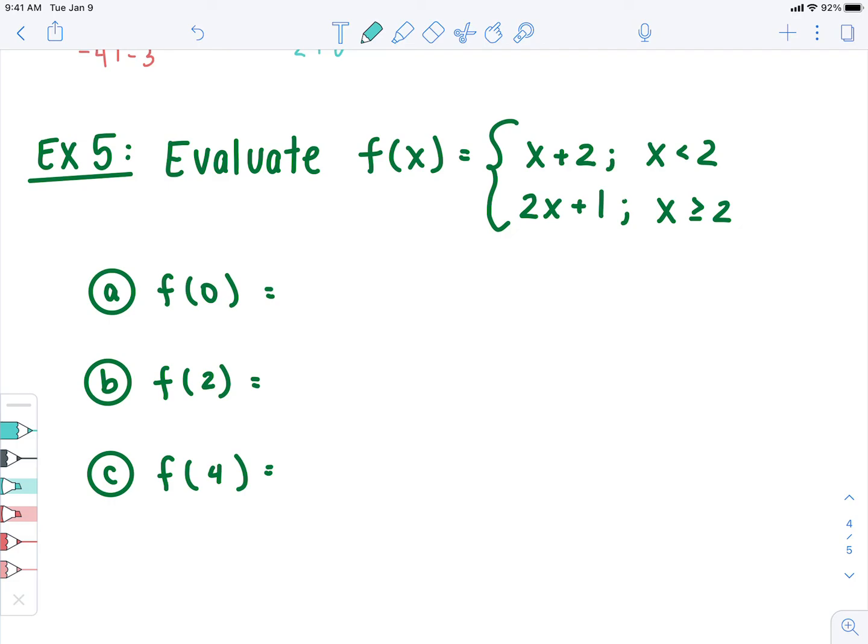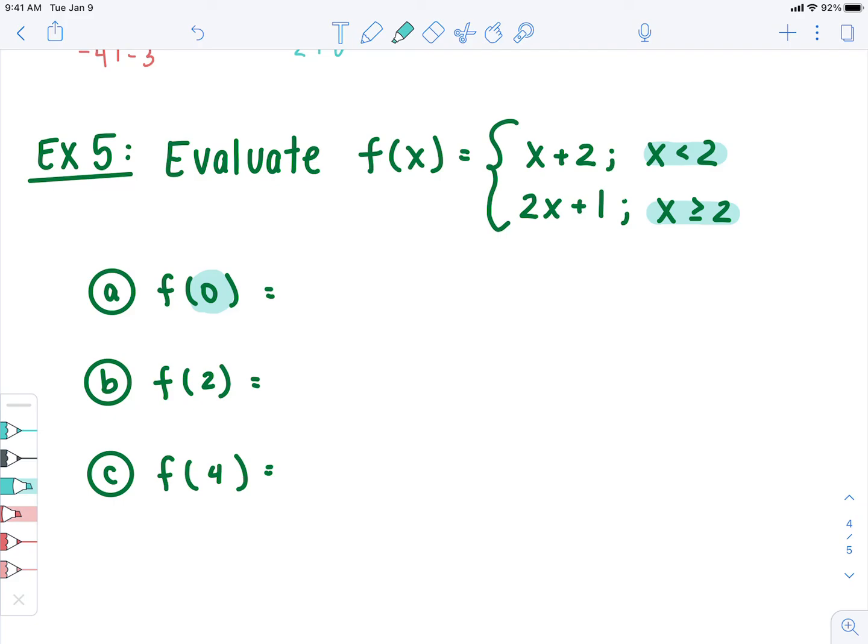So when I'm plugging in, I'm not going to plug into both. I'm only going to get out one answer here because it's a function. I know I can only have one y value. I have to decide where to plug in. So I look at 0. This first one wants me to plug in 0. And I say, okay, is 0 less than 2 or is 0 bigger than 2? 0 is less than 2.